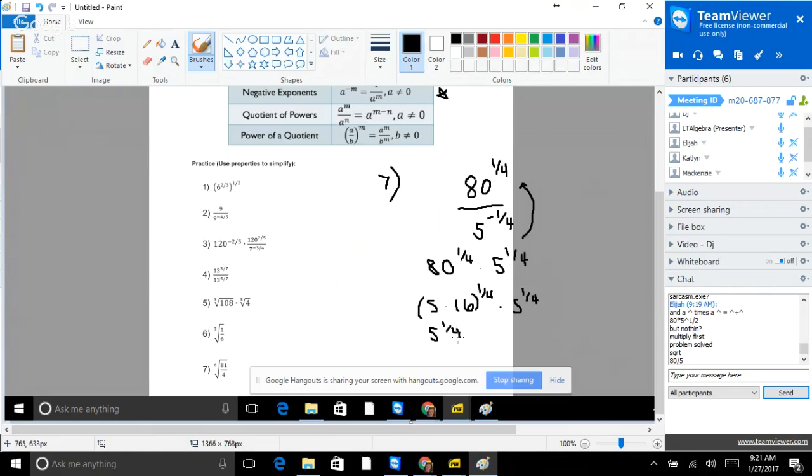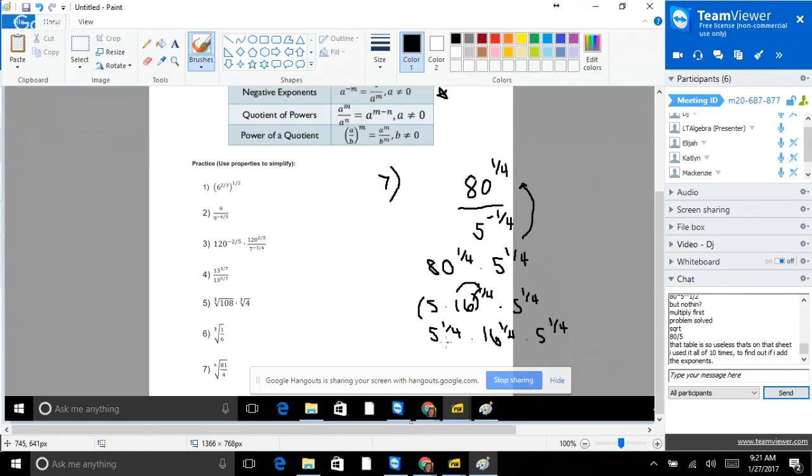So what I'm doing is I'm distributing my exponent: 5 to the 1/4 times 16 to the 1/4. Sorry, I lost my pen, so I'm trying to write with a mouse. Actually, the pen broke. Okay, 5 to the 1/4. That table is so useless. It's not useless. I keep referring to it.